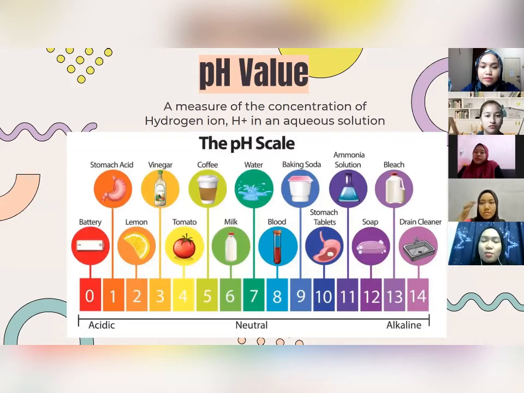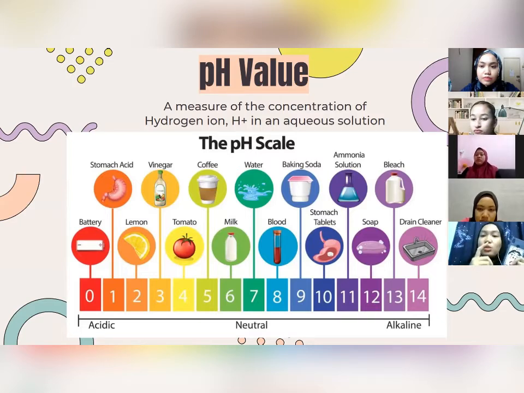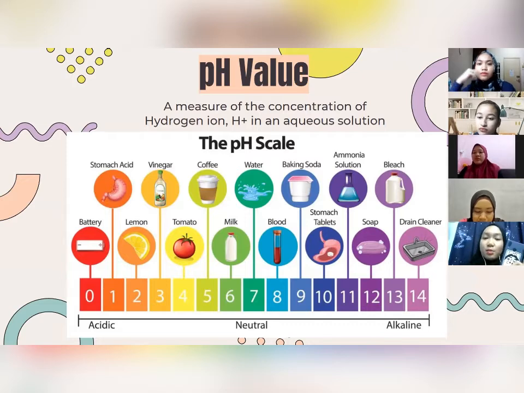Okay, next. After we learn about the role of water, we learn about the pH value. So what is pH value? pH value is a measure of the concentration of hydrogen ion in an aqueous solution. Let's say we have a solution, but we don't know if this solution is acidic, neutral, or alkaline. So we conduct an experiment to find the pH value, by using litmus paper or universal indicator. Then after we found the pH value, we use the pH scale.